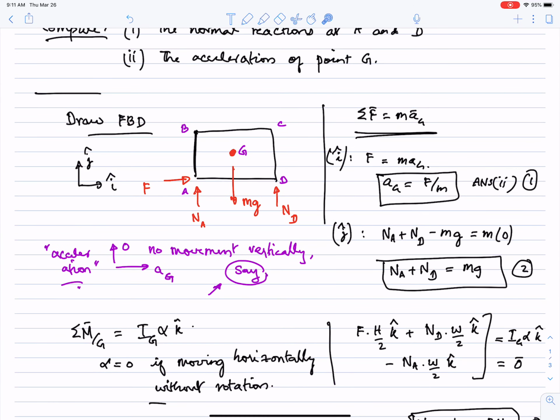So as you push it forward like so, the normal reaction here is greater than Mg over 2. Normal reaction here is less than Mg over 2. That's what we get. Okay.